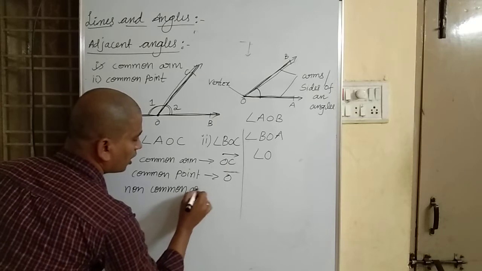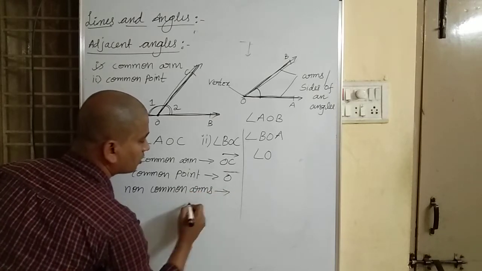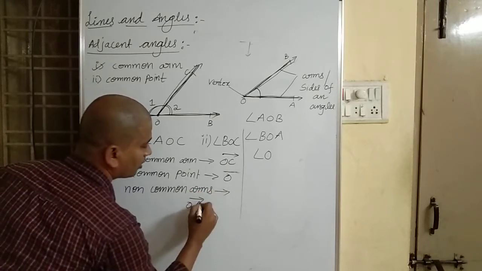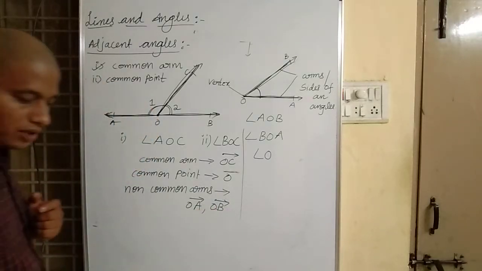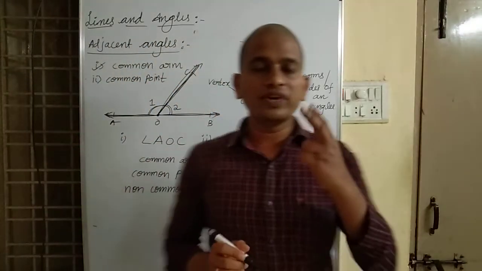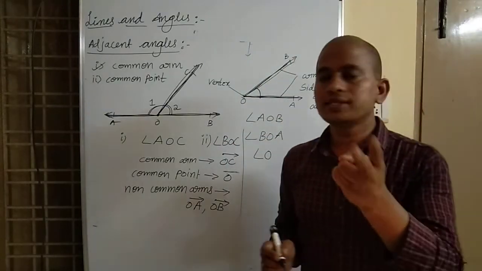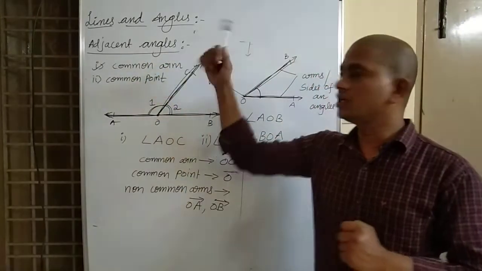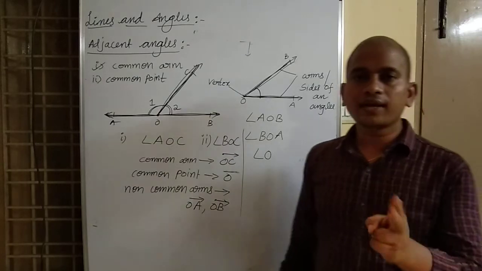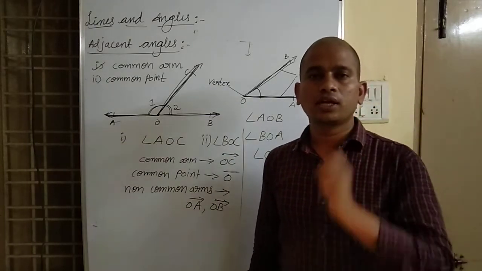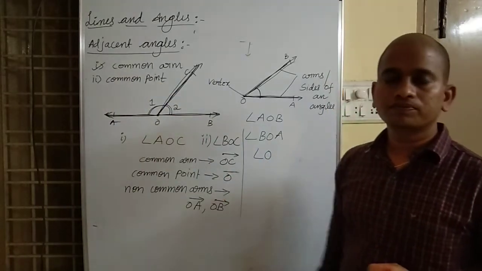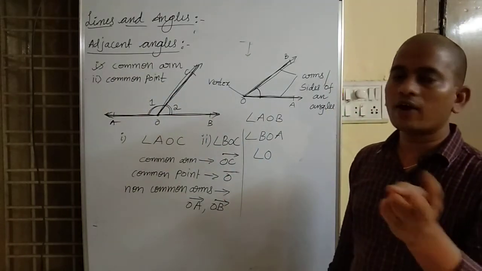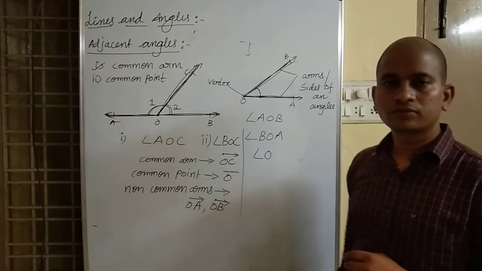Non-common arms. What are the non-common arms? One is OA and the other one is OB. Got my point? When we say that two angles are said to be adjacent angles, they should have a common arm. Both angles should have a common arm.